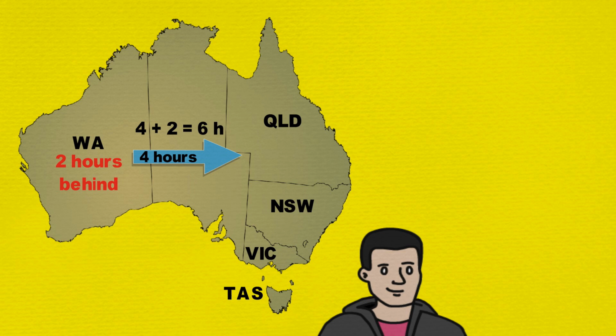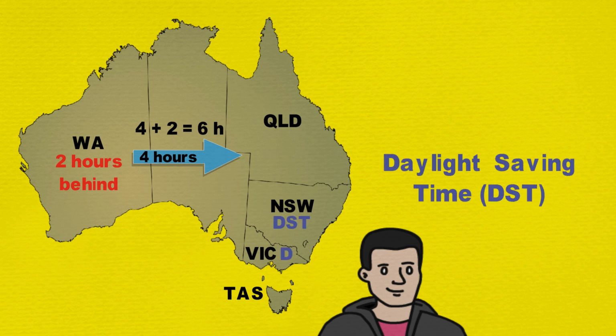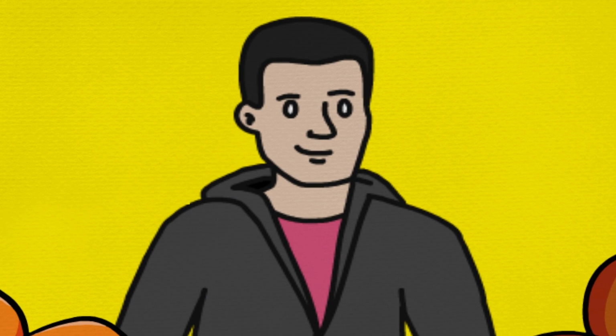"To make it a bit more complicated, in summer, New South Wales, Victoria and Tasmania have daylight saving time, which makes Queensland and Western Australia, which don't have daylight saving time, an extra hour behind us. South Australia is different again. Anyway, all this time talk is making me very hungry. Let's eat." And they all laughed.